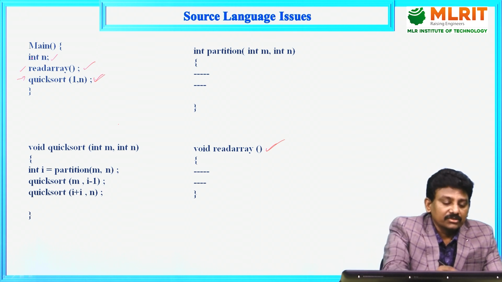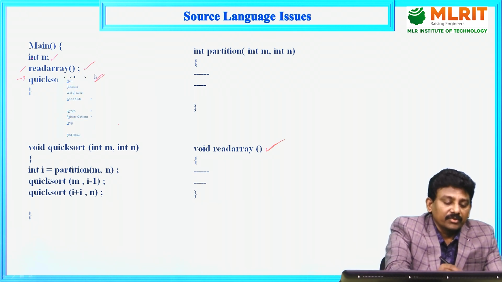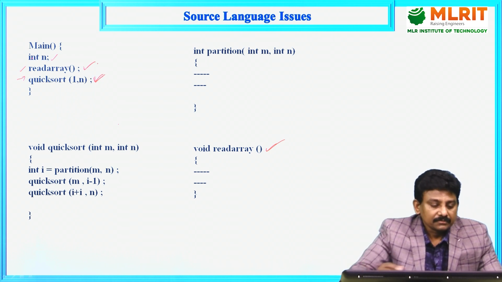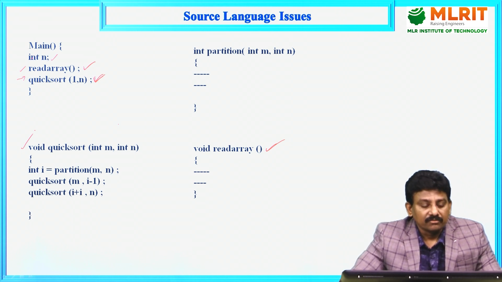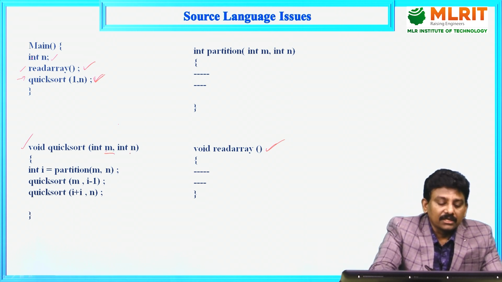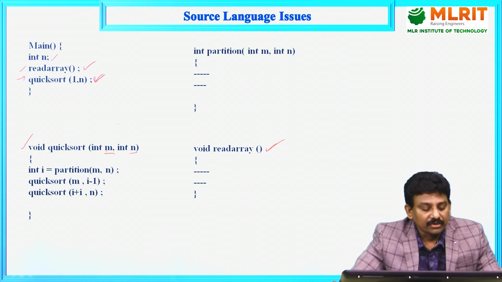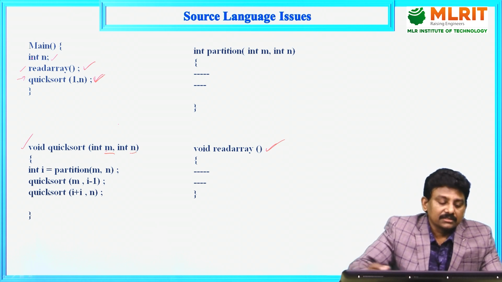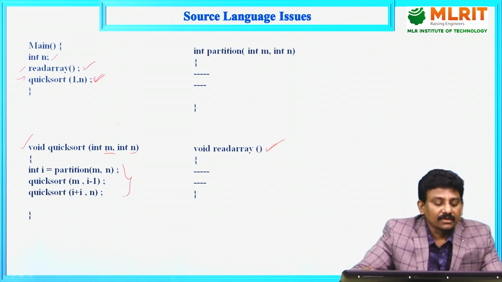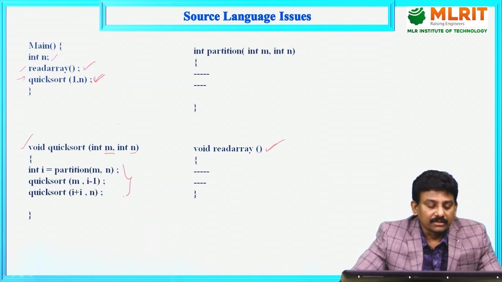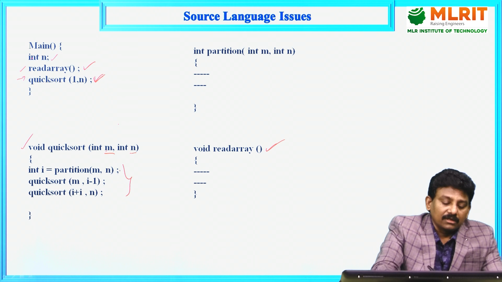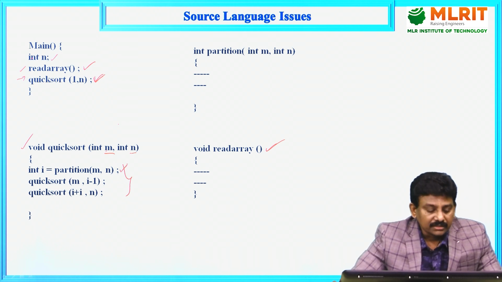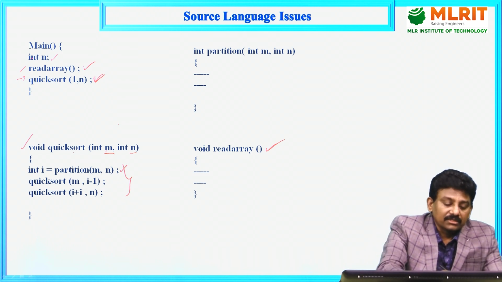Then when you execute quicksort, before calling quicksort, read array is ended. Then control goes to the definition of the quicksort with the formal parameters m and n. This quicksort has functions, like the partition function to partition the elements, so that after partitioning, once again the quicksort is called, as quicksort is a recursive function.